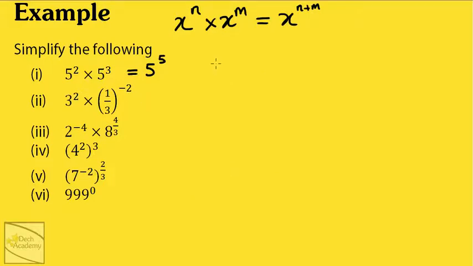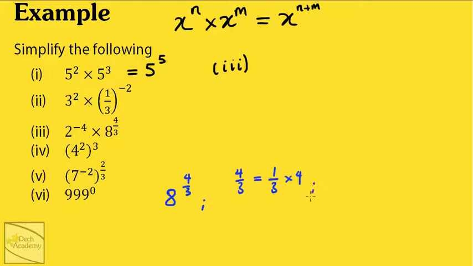So for part 3, I have 2 raised to the power of minus 4 times 8 raised to the power of 4 over 3. So I'm going to tackle this 8 raised to the power of 4 over 3. 8 raised to the power of 4 over 3 can be simplified a bit. Now you need to note that 4 over 3 is the same thing as 1 over 3 times 4.